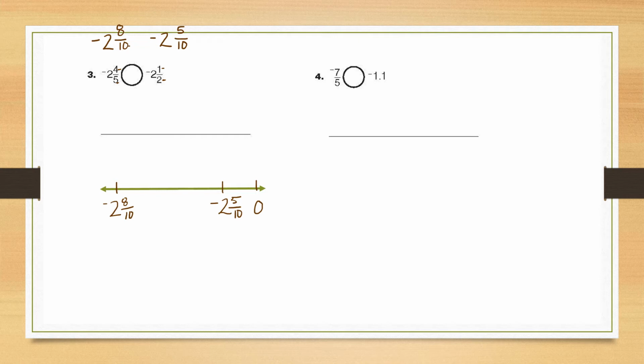So what could go between these two numbers? Well, we have 5/10. We can make it 6/10, 7/10, 8/10. So our answer would be -2 7/10, -2 6/10. I wrote these as fractions, but you could write them as decimals.